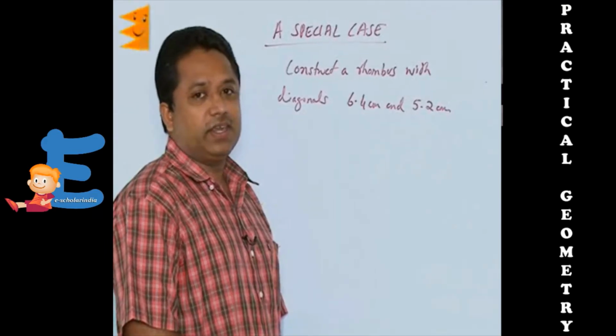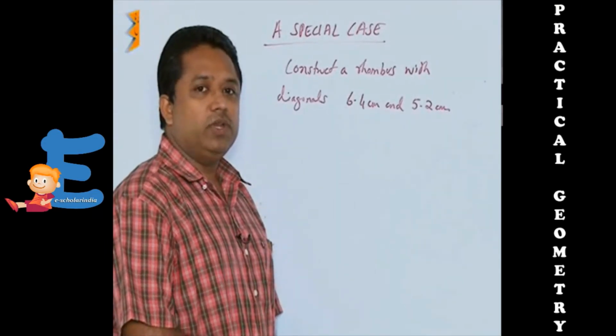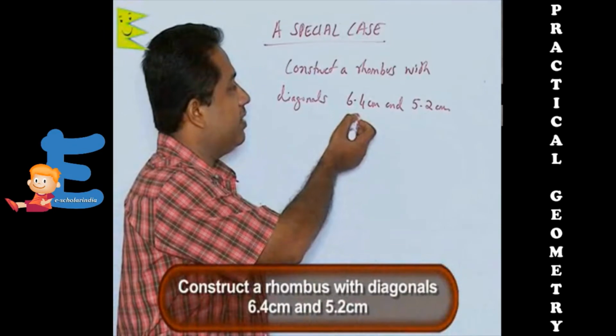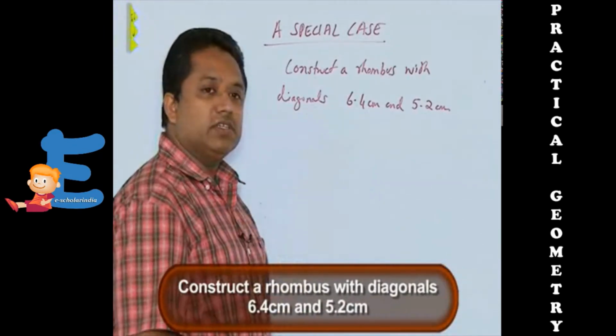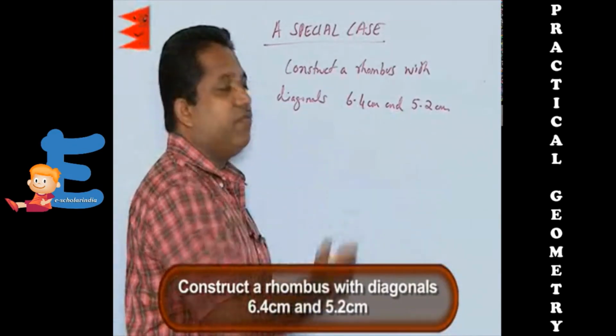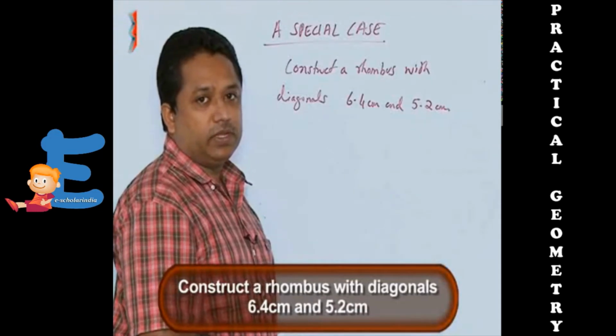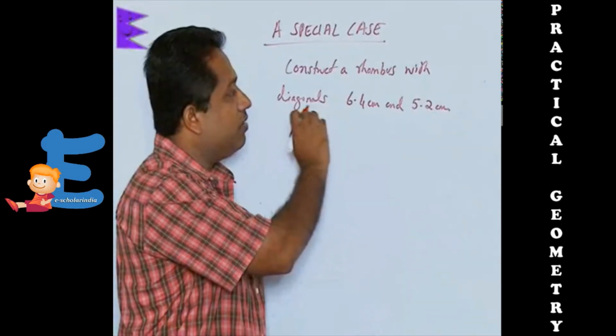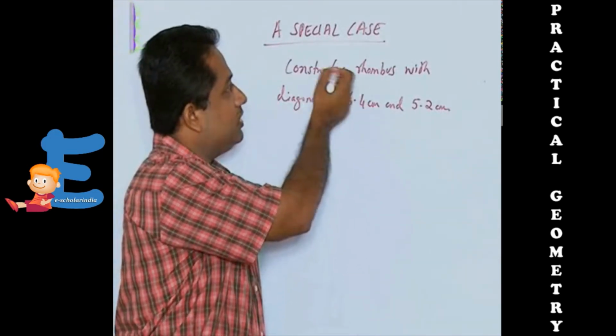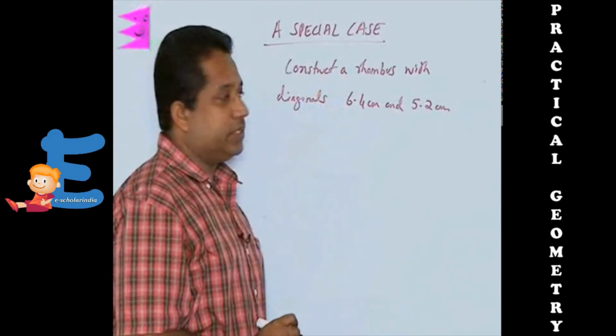Finally, let us discuss a case in which only the two diagonals of a rhombus are given. The lengths of the diagonals are given as 6.4 centimeter and 5.2 centimeter respectively. The sides of the rhombus are not given at all. So this is a special case and it's a very important question.